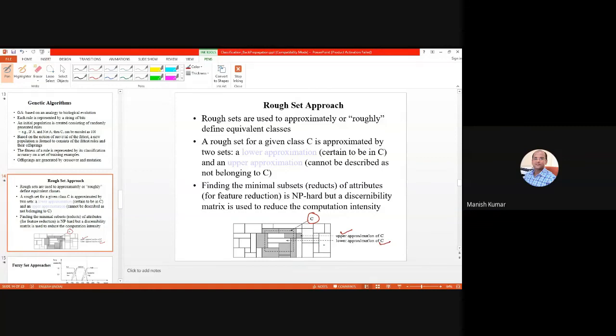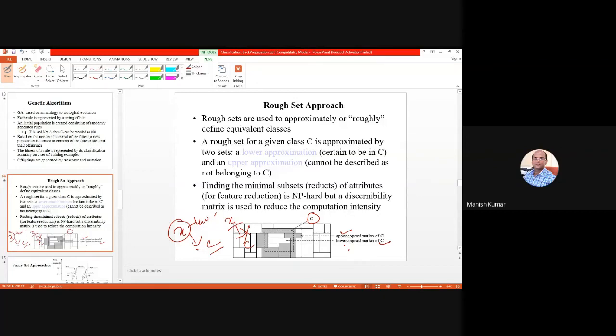So what you have is that our set for a given class C is approximated by two sets. A lower approximation means what you are certain to be in C. Suppose you take any x. If I go for the lower approximation, then this x certainly belongs to C. Whereas if I go for the upper approximation, I can say that this x cannot be in C. So I'll be looking for that.